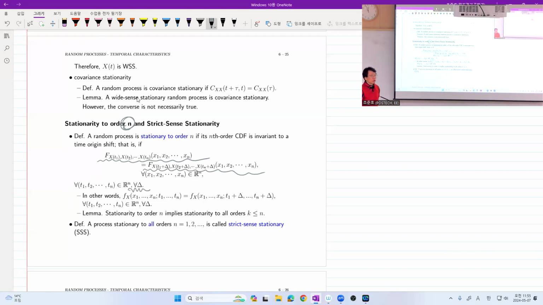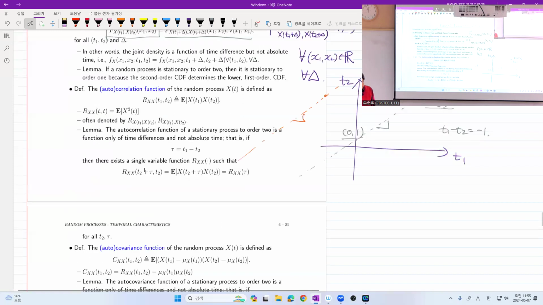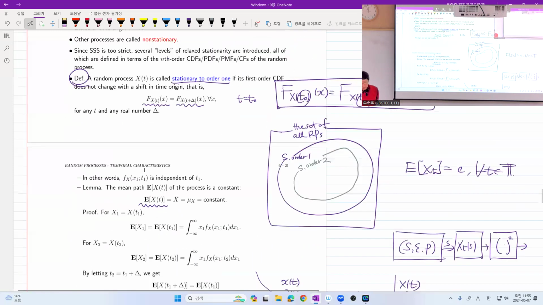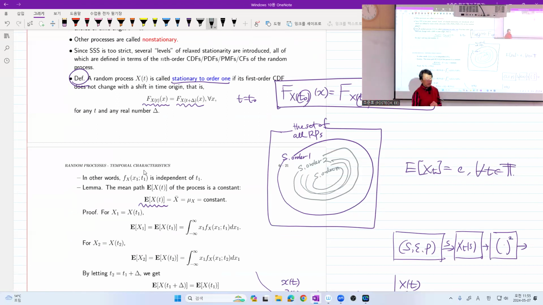That is the definition of nth order stationarity. Now, question. What about its stationarity to order n-1, n-2, and so on? As we've done already, if a random process is stationary to order n, then it's stationary to order n-1, n-2, dot, dot, dot, stationary to order 2, and stationary to order 1.